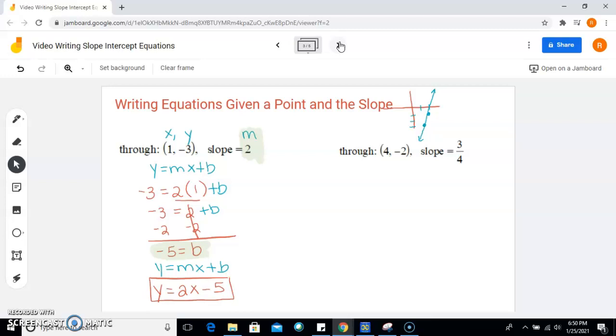For the next one, same thing. I have a point and I have a slope. I'm going to plug in all the information I know. My y is negative 2. My m is 3/4. My x is 4. And then I still have plus b.